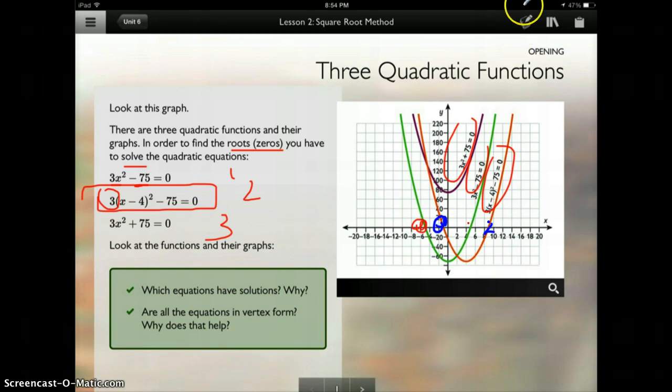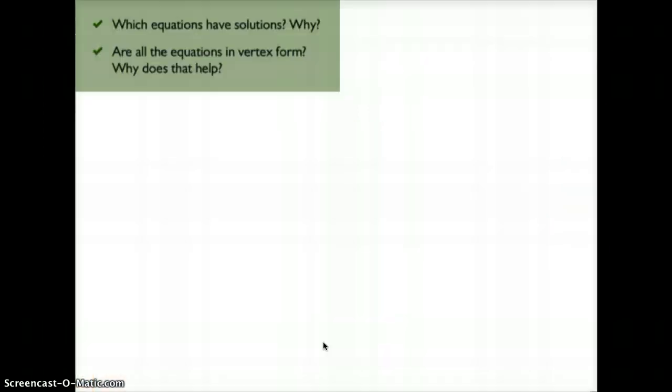In your notebook, remember, click here in the notebook on the top right. These are the things that we should probably be finding in your notebook. It says, which equations have solutions and why? Are all these equations in vertex form? So let's make a new page for these questions, and we'll answer them in your notebook. Which equations have solutions and why? Let's answer that one.